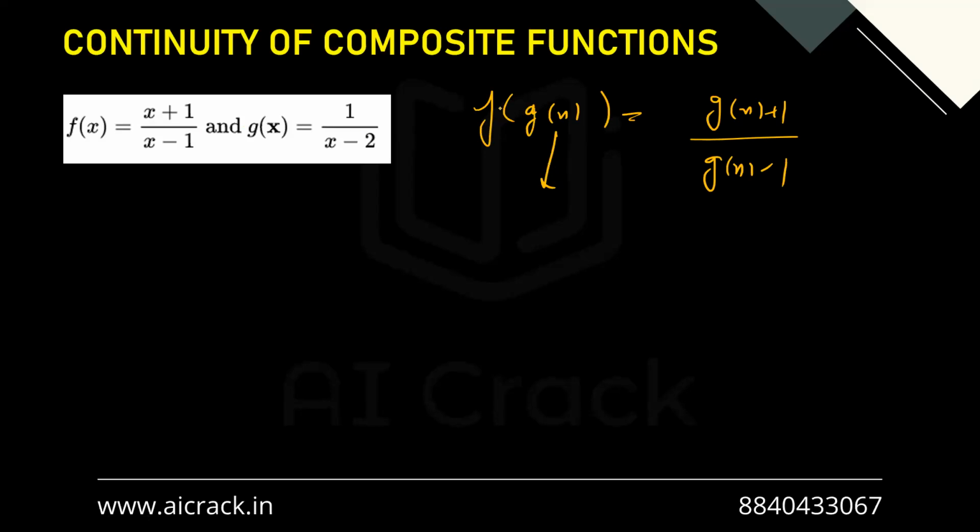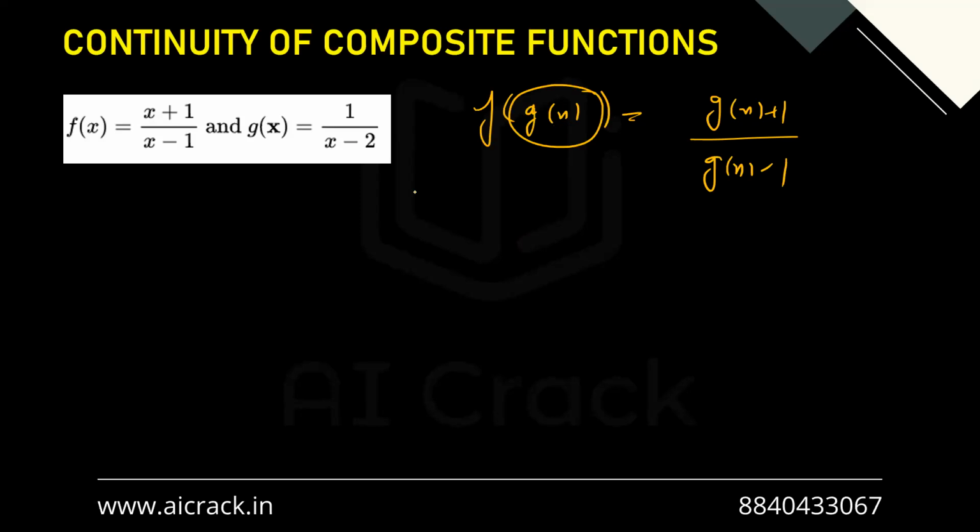Now, before moving forward, let's understand the continuity of g(x). Why? Because the definition of f of g(x) is dependent on continuity of g(x), right? If g(x) is not defined at a particular point, f of g(x) also won't be defined at that point, right? So the definition of f of g(x) is dependent on g(x). So let's first understand the continuity or discontinuity of g(x).